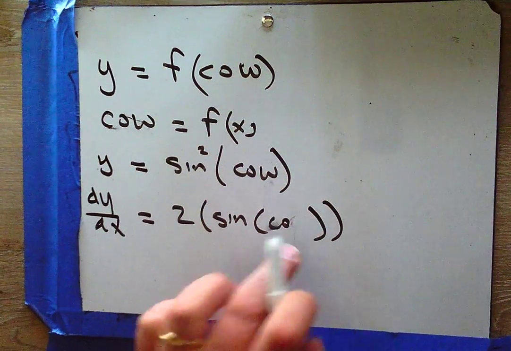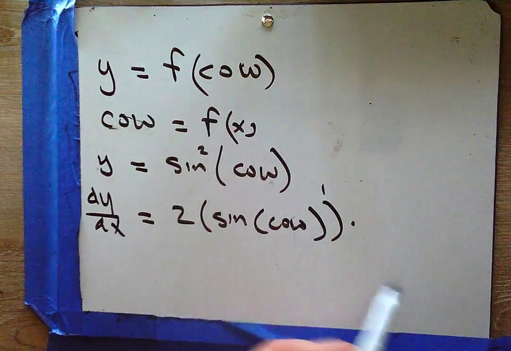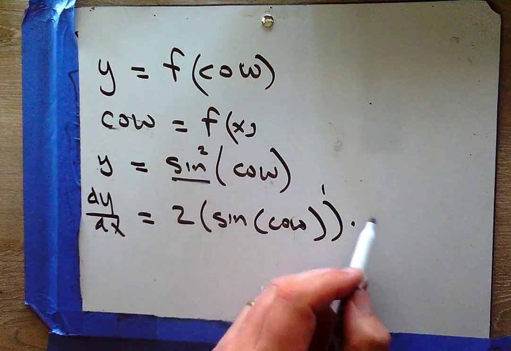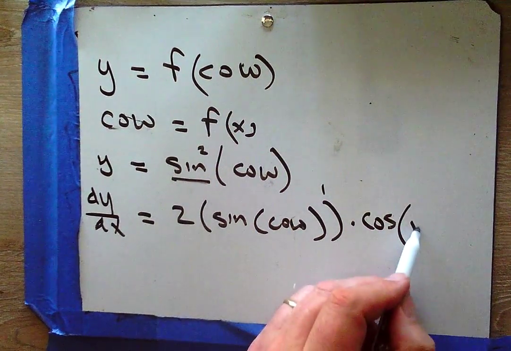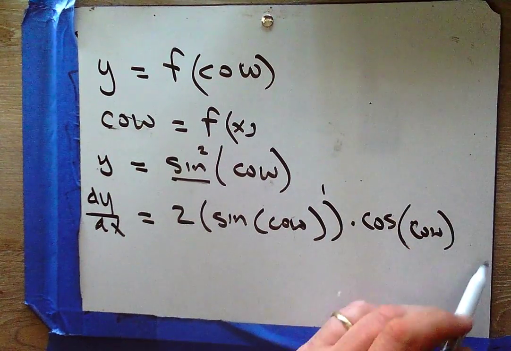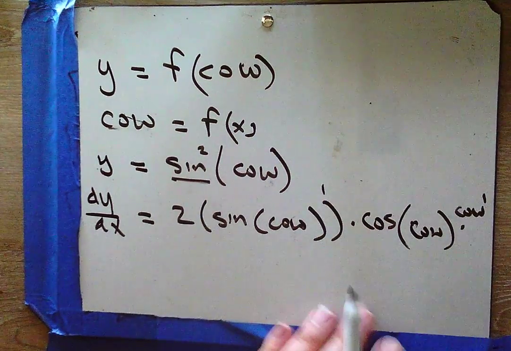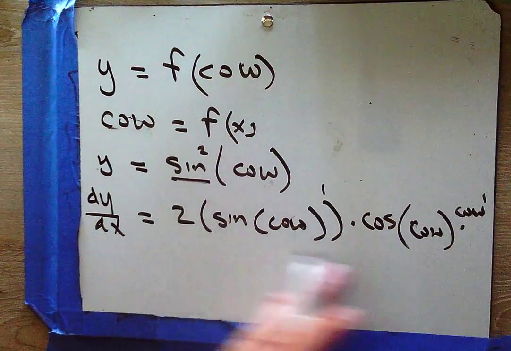It's not cosine, it's cow. Don't forget to subtract 1, times the derivative of that inside sine function. Leave the innermost cow alone, times the derivative of cow, which is cow prime. There we go.